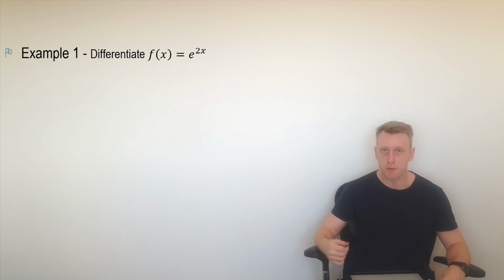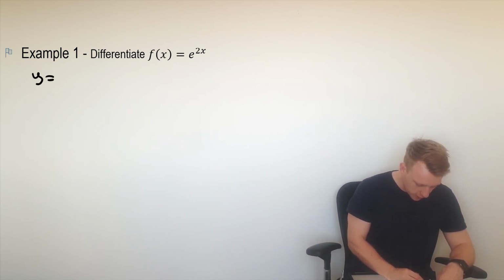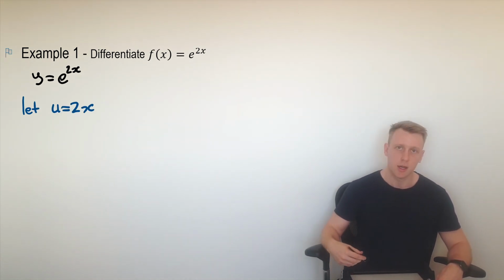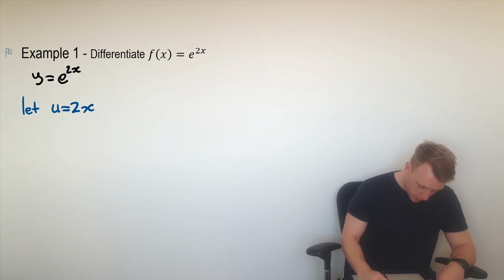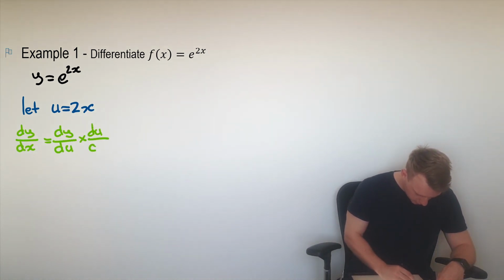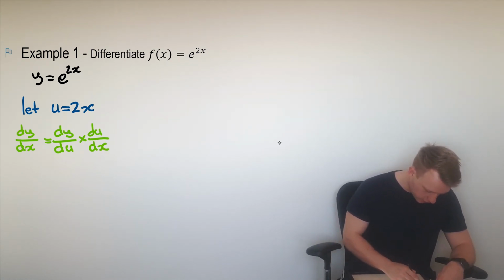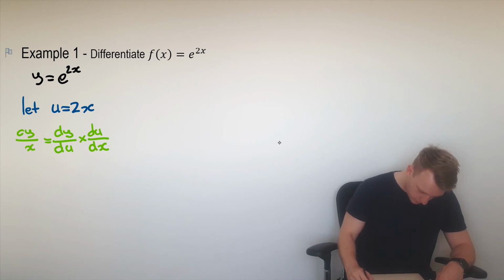Differentiate e to the power of 2x, okay? Here, we're going to need to apply the chain rule. So I've got e to the power of 2x, and I'm going to let u equal 2x. And I can apply the chain rule here, which is dy/du times du/dx.